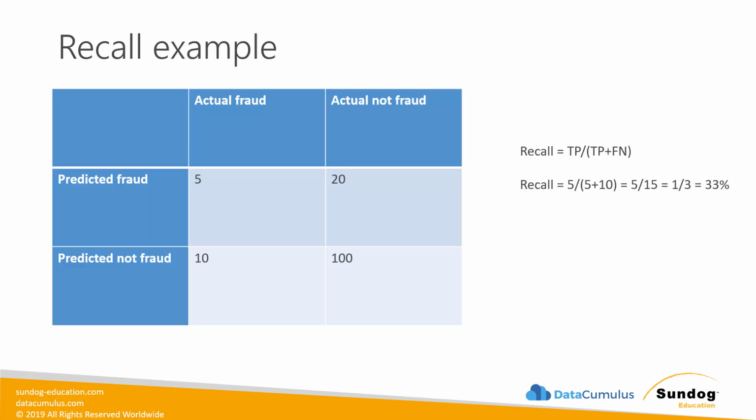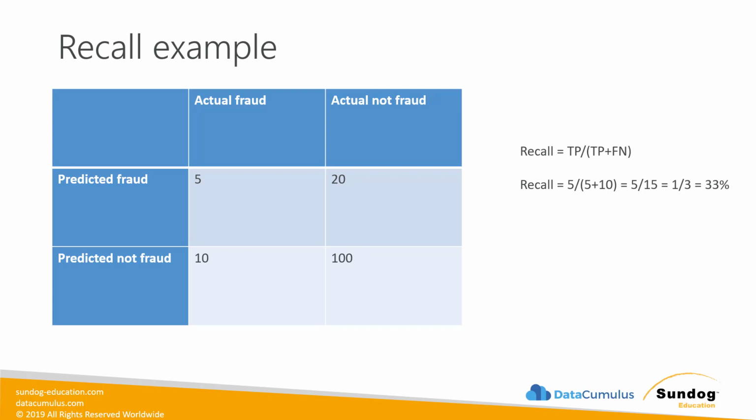Let's make it real with an example here. So in this particular example of a confusion matrix, again, recall is true positives over true positives plus false negatives. We just pluck the values out of this confusion matrix. In this particular layout, true positives will be 5, false negatives will be 10. So we just say 5 over 5 plus 10, which is 5 over 15 or 1/3 or 33.33333%, right? So that's recall.